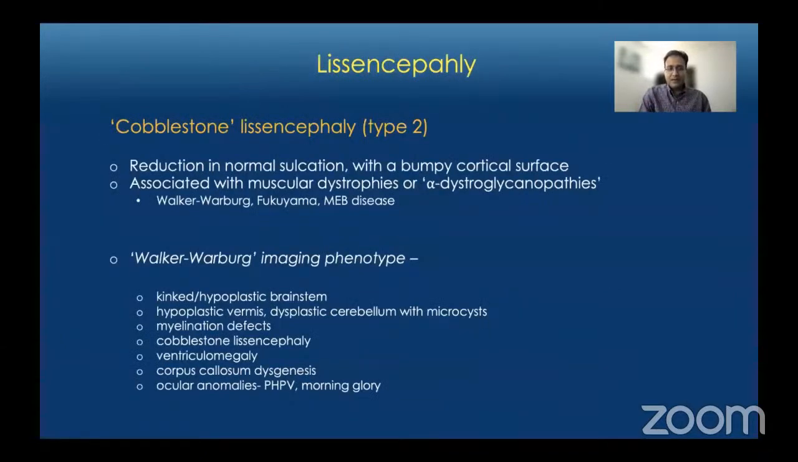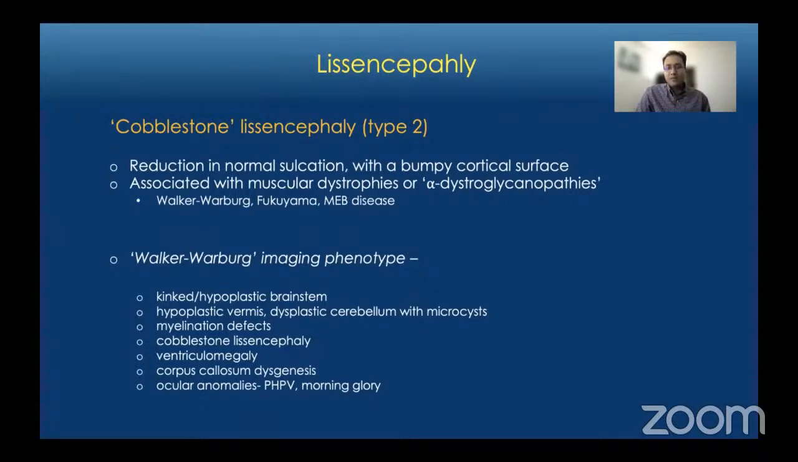Another variant of lissencephaly, which is sometimes called lissencephaly type 2, is the cobblestone lissencephaly. Again, just like any other lissencephaly, there is reduction in normal sulcation, but in addition, there is a bumpy appearing cortical surface, which gives the name cobblestone lissencephaly. This is commonly associated with the muscular dystrophy syndromes, which also go by the name of alpha-dystroglycanopathies. These include conditions like Walker-Warburg, Fukuyama, and muscle eye brain disease.